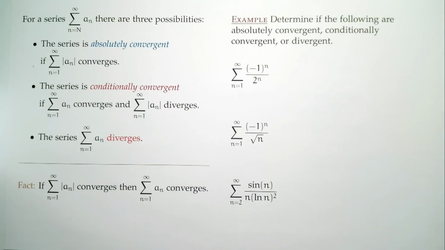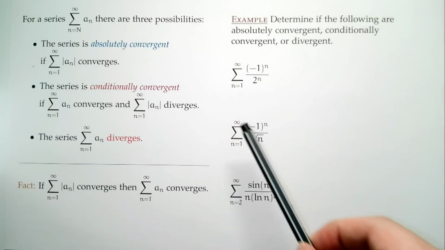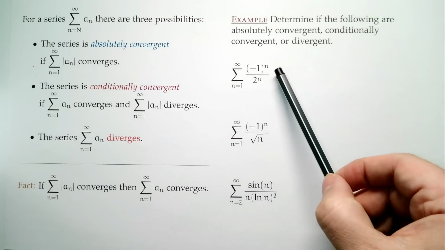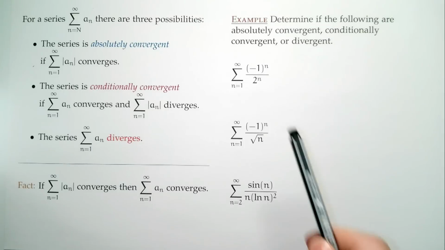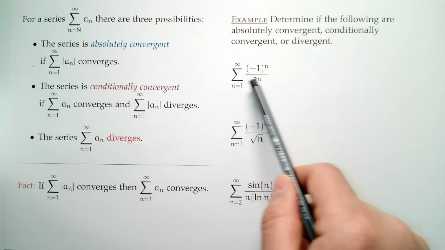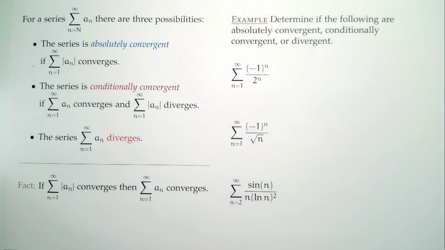Okay, so let's start with the first one. The sum, 1 to infinity, negative 1 to the n over 2 to the n. Now, you will notice here that this is an alternating sum because you have that negative 1 to the n, making it plus, minus, plus, minus. So you might say, okay, whenever I see an alternating sum, maybe that means I can only be conditionally convergent, but that's not at all the case. Conditionally convergent just says you do need the negative. It's not the case that just because you have negatives, it means it's conditional.